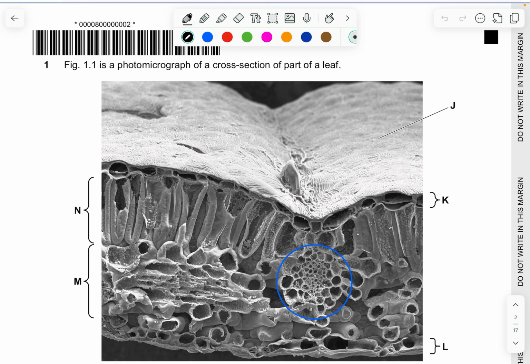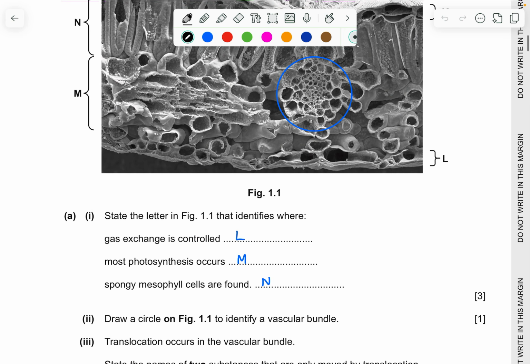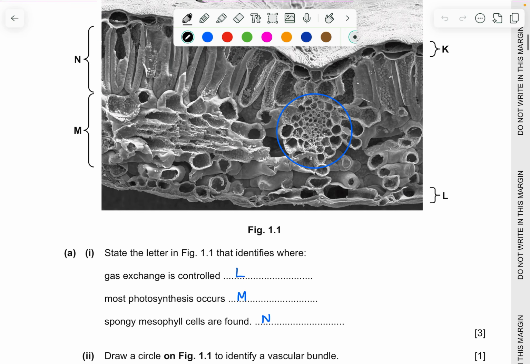They say figure 1.1 is a photomicrograph of a cross-section of a part of a leaf. So we come back to another question from plant nutrition. Let's see for A part 1. State the letter in figure 1.1 that identifies where gas exchange is controlled. So the answer is L.